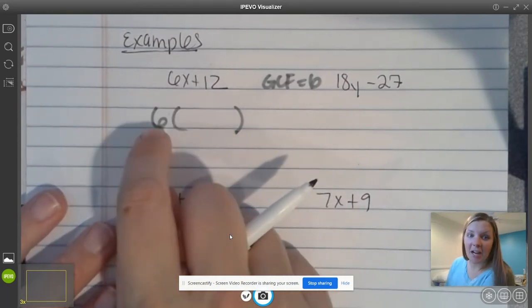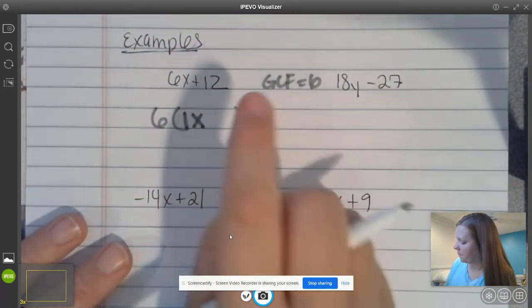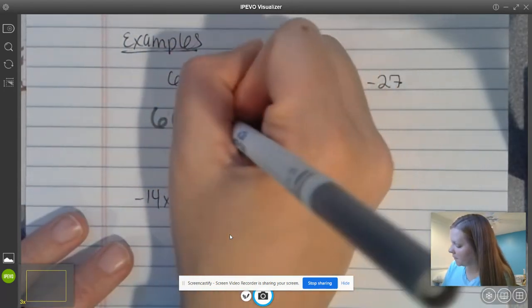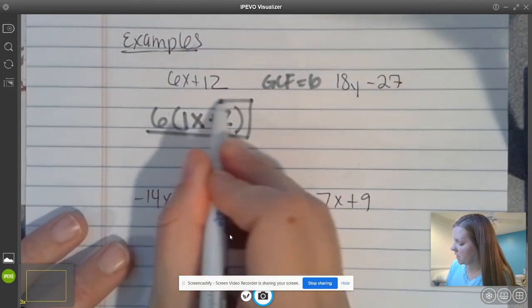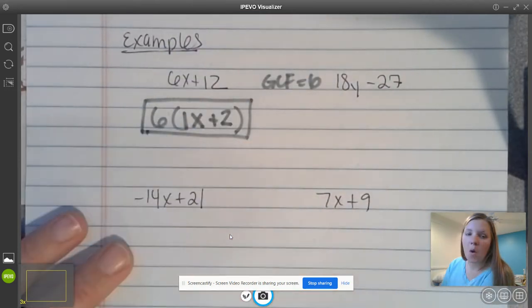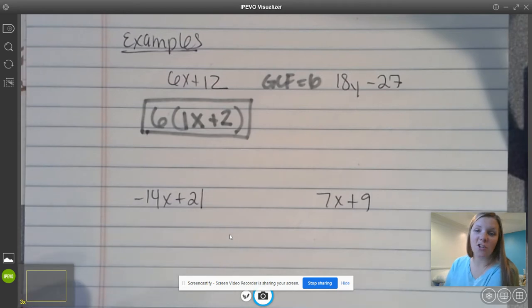So 6 divided by 6 is 1, and the x just stays there. And 12 divided by 6 is 2. And so this is my answer. What a lot of 7th graders do is then they want to distribute and try to figure out what x is, but that's not the point right now. The point right now is to factor. So we're unsimplifying. We're taking something away. We're stealing it back by dividing.